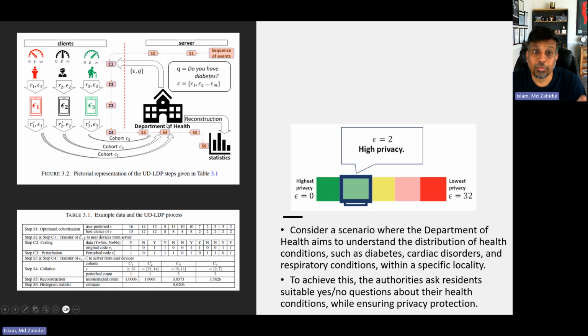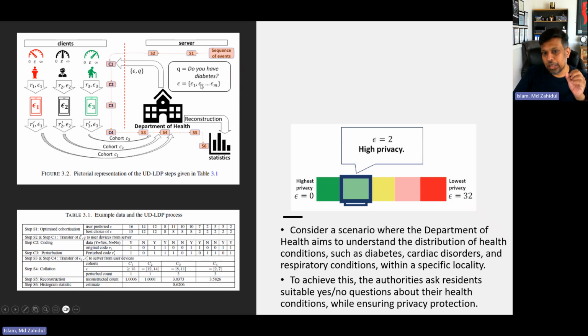So from the Department of Health's point of view, it is better to use a high epsilon value so that they get more clean data. But from the participants' point of view, they need the epsilon so that it preserves their privacy. And some people may be very privacy sensitive. They will need lower epsilon value. They will prefer. Some people are not privacy sensitive. They may say, oh, I don't care if I have diabetes or not. I'm happy to tell you. So they can choose higher epsilon value. So there is no one epsilon value that's one size fits all, so that sort of thing.